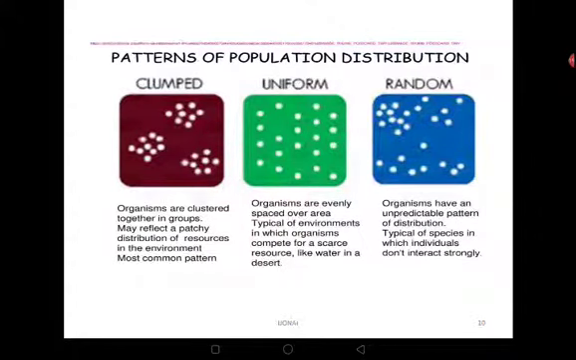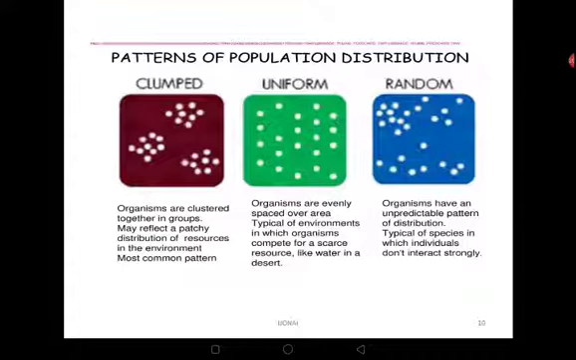So we have quite a number of patterns, but here we have majorly three. We have one we call the clumped population distribution. Organisms are clustered together in groups. This may reflect a patchy distribution of resources in an environment. So in a clumped pattern, where there are many organisms, it means that is where the resources are found. Organisms tend to stay where there are resources, where they can find their livelihood.